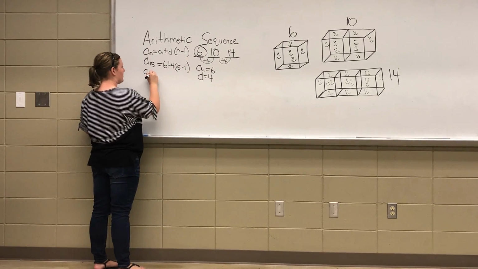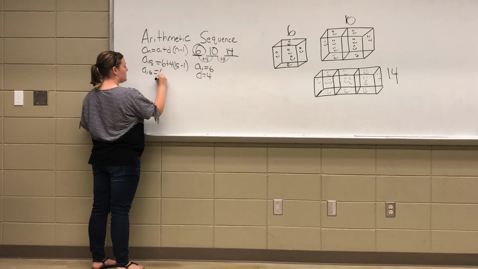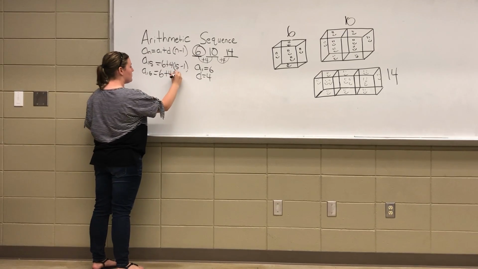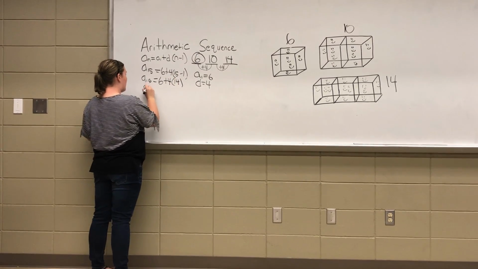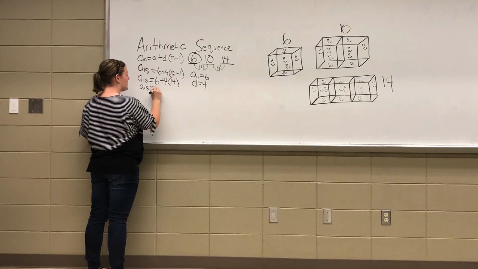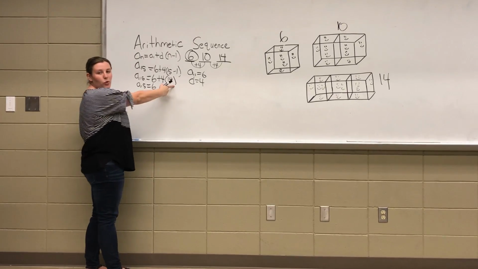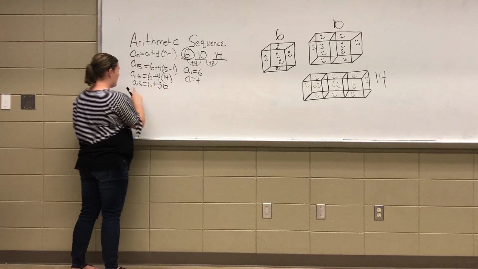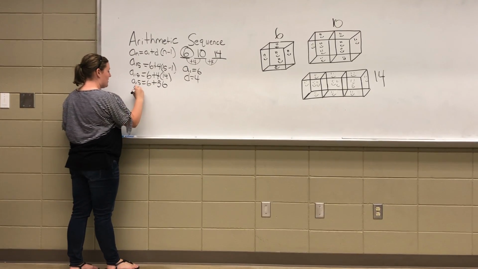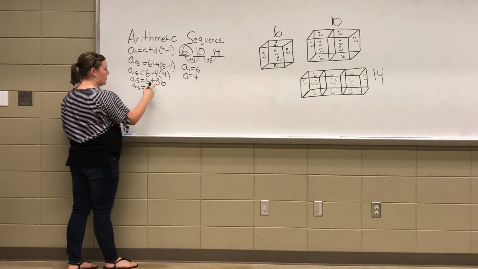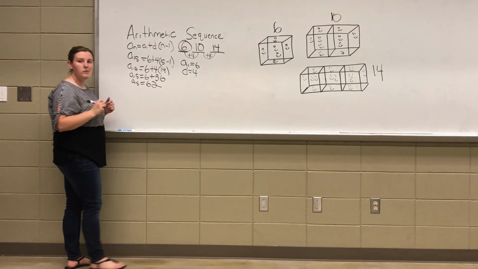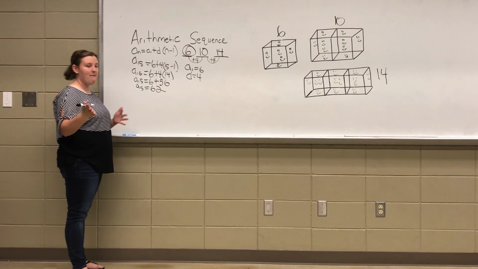So now we just simply have to solve. We're going to go 6 plus 4 times 15 minus 1, which we know is 14. So A sub 15 equals 6 plus 4 times 14, which we get 56. So now, just simple adding. A sub 15 equals 6 plus 56, which we get to be 62. Does everyone see how I got that?